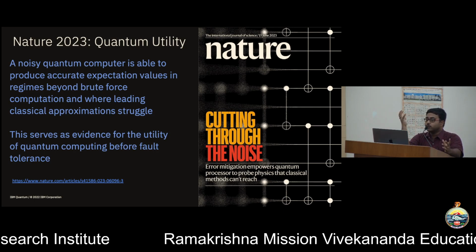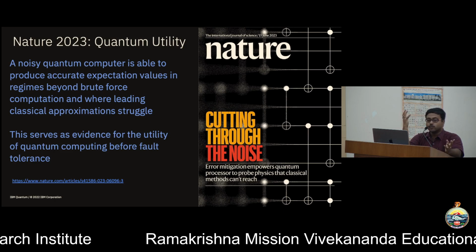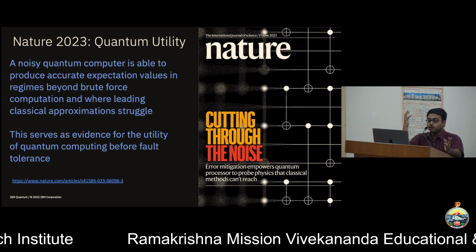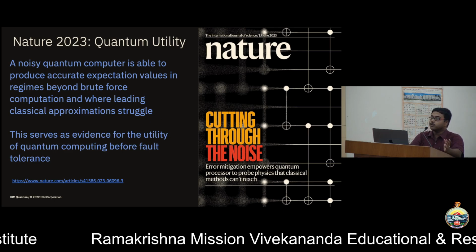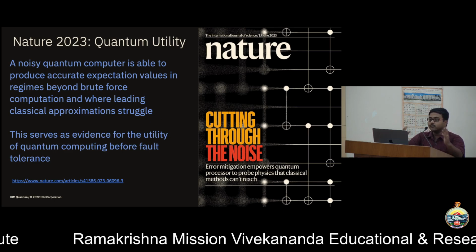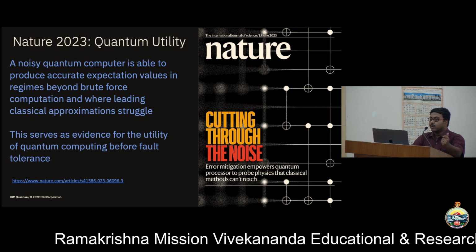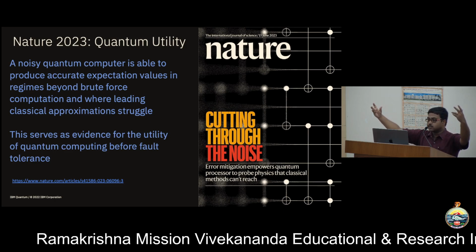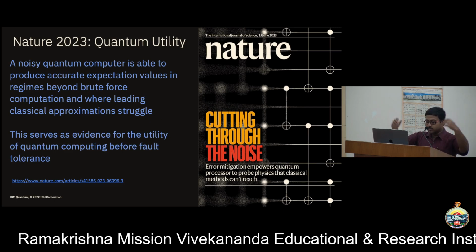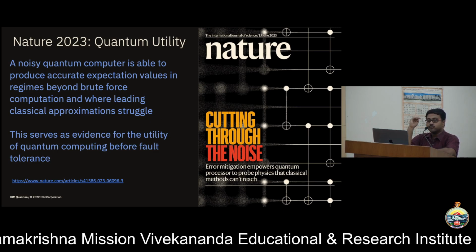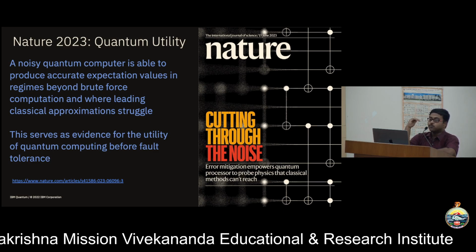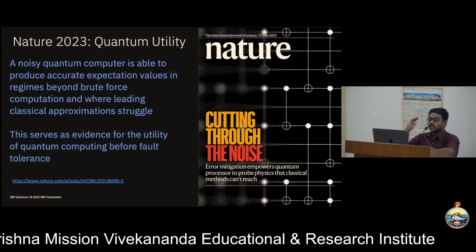They were doing, those of you who are from physics, something called a 2D transverse field Ising model simulation. Those of you who are from computer science, think of it like a graph problem where we are trying to maybe color the edges, color the vertices. So they were able to show that a 127 qubit system is way beyond anything that a classical brute force system can do.